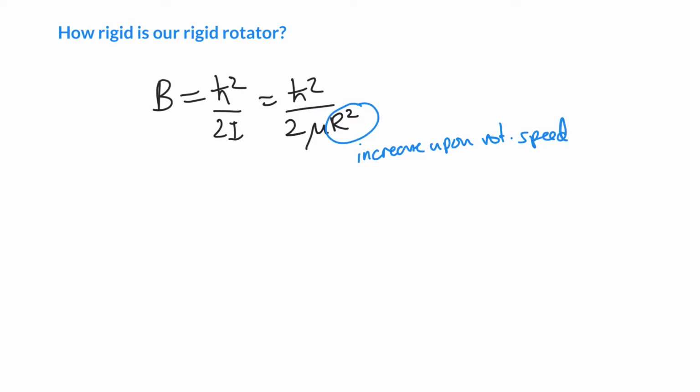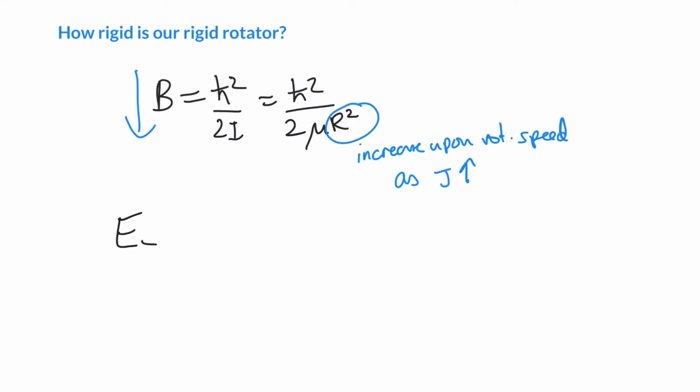And what's this going to do? Well, it's in the bottom, it's in the denominator. So if this is increasing with increasing J, then since it's in the bottom, this whole thing is going to be decreasing with increasing J. So B is going to go down as J increases. So what we'd expect to see is that for faster and faster rotations, the rotational constant gets smaller and smaller.